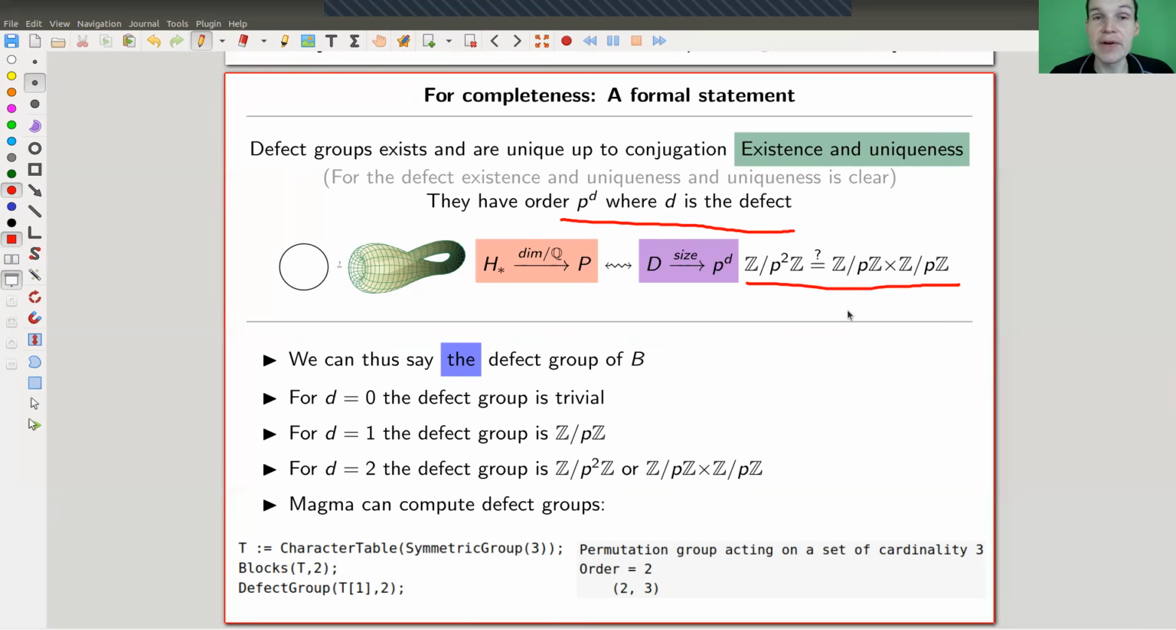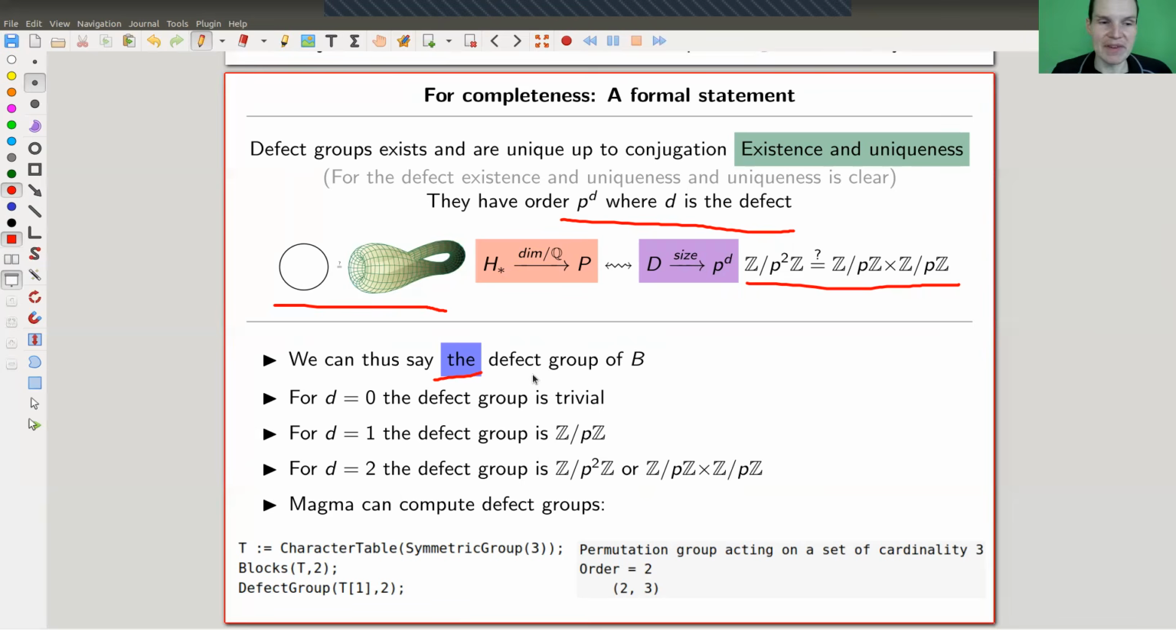So they both have defect 2, but they could be different defect groups. So it's really a finite structure. It's the very same story as for homology. And that's why, because it's unique up to conjugation, people call it the defect group. Formally speaking, a defect group would be more correct, but it's unique up to conjugation anyway.